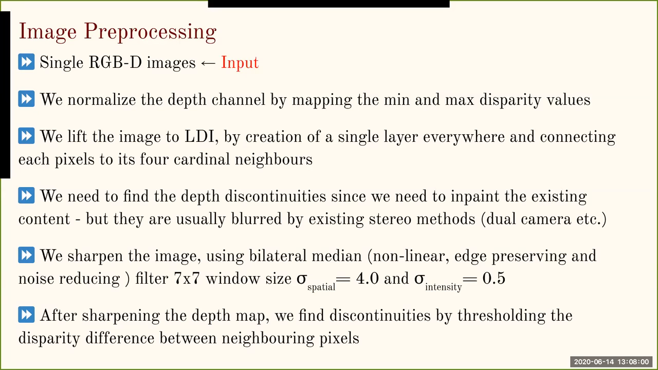So we need to find the depth discontinuities since we need to inpaint the existing content. For the creation of parallax, the background image should be painted more than the foreground image. So we need to know the discontinuities and where to cut, where to merge, where to paint, and all that. So we sharpen for this.